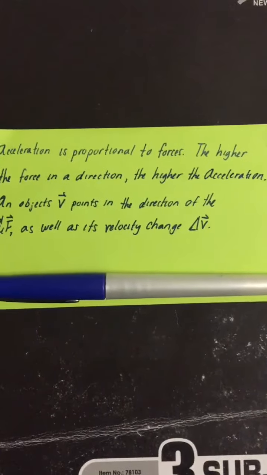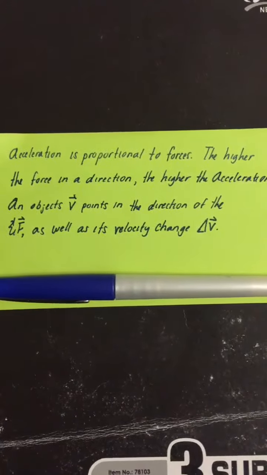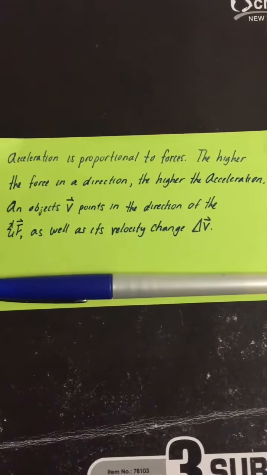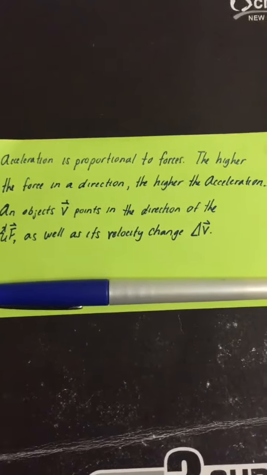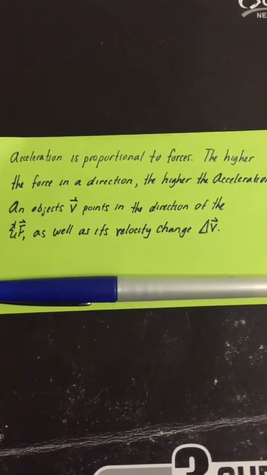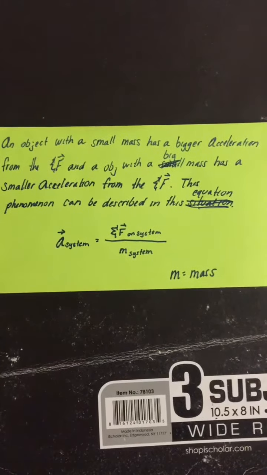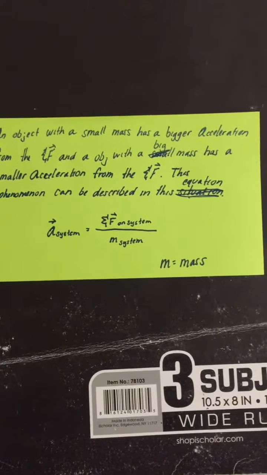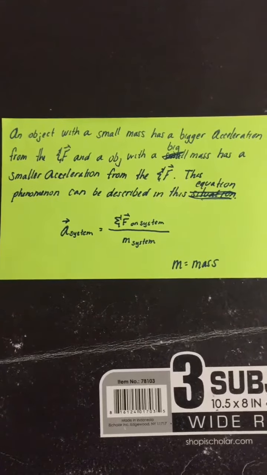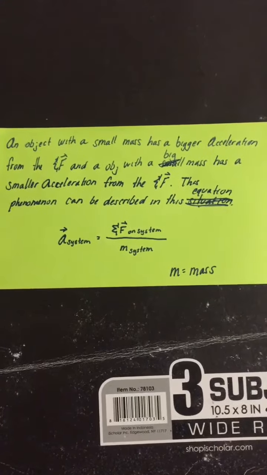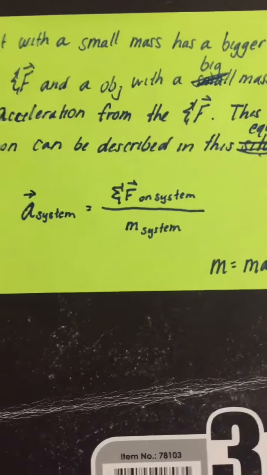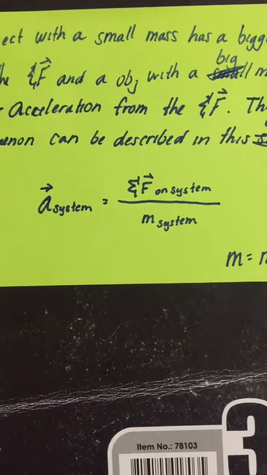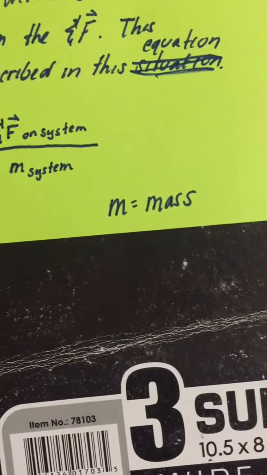Acceleration is proportional to forces. The higher the force in that direction, the higher the acceleration. An object's velocity change points in the direction of the sum of the forces. An object with a small mass has a bigger acceleration from the sum of the forces, and an object with a big mass has a smaller acceleration from the sum of the forces. This phenomenon can be described in this equation: acceleration equals the sum of the forces on the system divided by the mass of the system, a = ΣF/m.